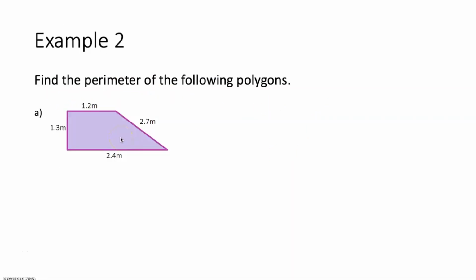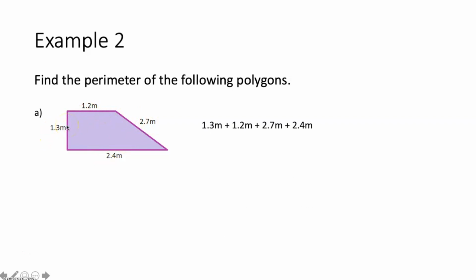Now example 2 says find the perimeter of the following polygons. So here we are finding the perimeter of a 1, 2, 3, 4-sided figure. That's a quadrilateral. So perimeter just means we want to find the sum of the lengths of each side. So the sum of the lengths of each side, just add together the measure of each side length.